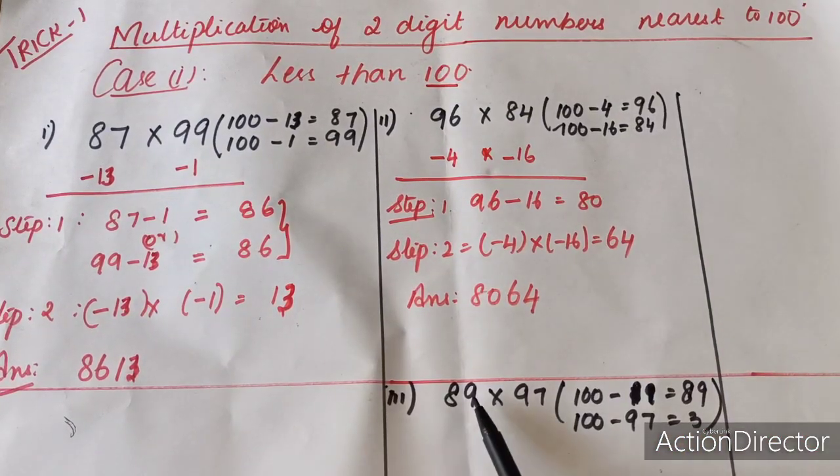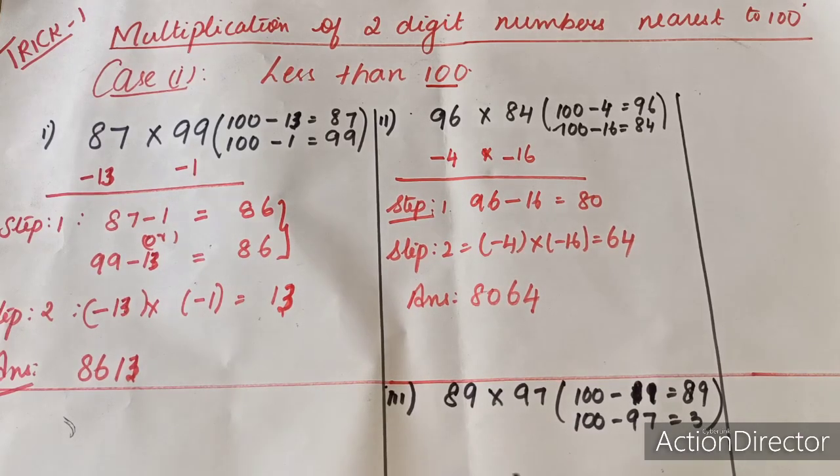Moving on to the next sum, 89 multiplied by 97. So 100 minus 11 is 89 and 100 minus 97 is equal to 3. Let me write the differences below the numbers. Below 89 I will write minus 11, as I said, since they are less than 100, I am going to put the minus sign. And here minus 3. So let me proceed with the steps.